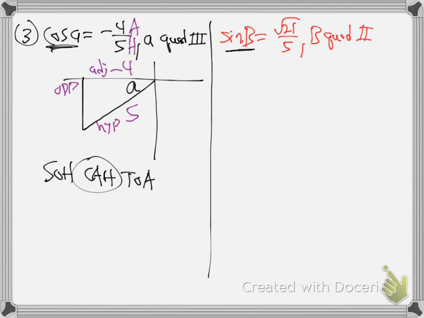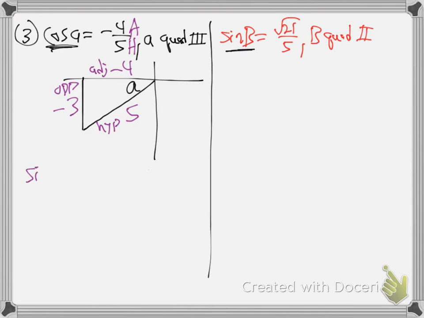Everybody good so far? What's the other side going to be? 3. Yeah, 3, 4, 5. We've seen it so much, huh? It's got to be 3, 4, 5. Now, technically, it's -3. If you want to do the signs right, it's back 4, down 3.